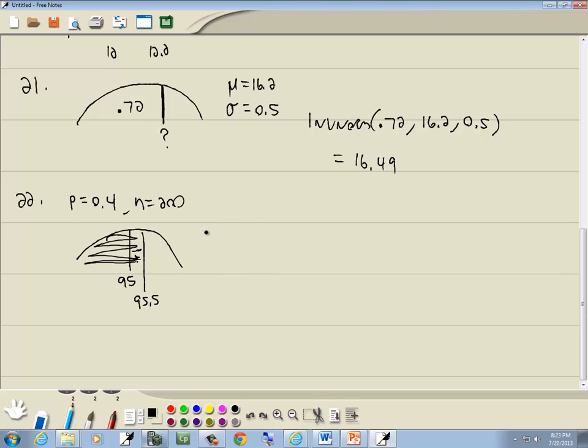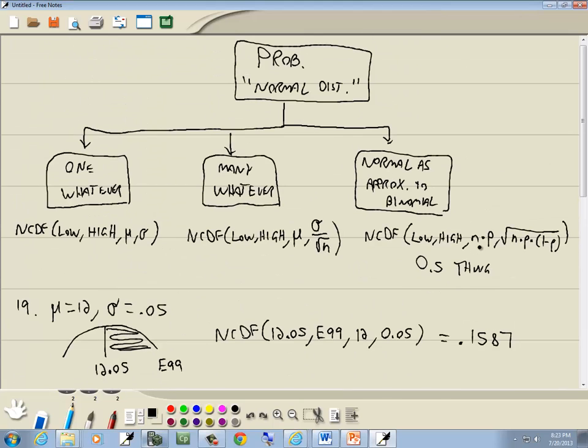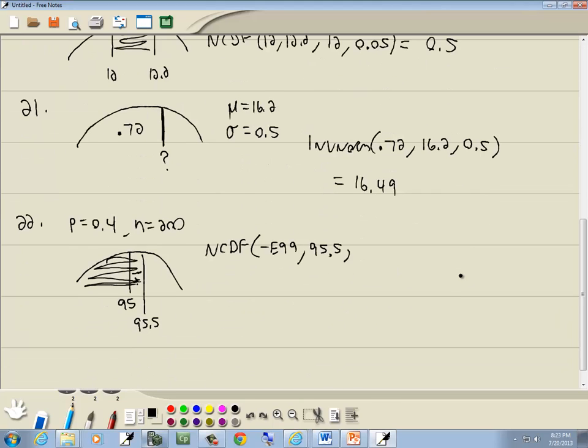Okay, so we're going to do our normal CDF, our low value, which is negative E99, our high value, which will be 95.5, comma, and this third one is the n times p, right here. So we got n times p, so we got 200 times 0.4, and then comma, and then the square root of n, which is 200, times p, which is 0.4, times 1 minus p, so 1 minus 0.4. And then we'll plug that in.